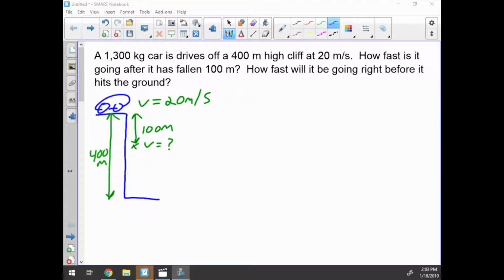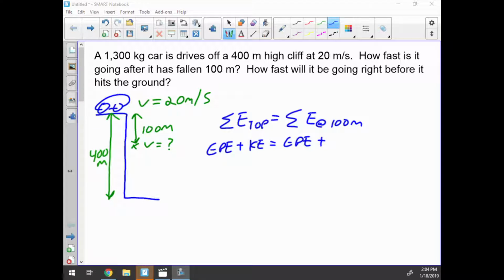So conservation of energy says that all the energy at the top has to equal all the energy after it has fallen 100 meters. Okay, so we're going to compare the energies at those 2 points. At the very top, it has gravitational potential energy because it has a height. It also has kinetic energy, because it's moving. After it falls 100 meters, it also has 2 types of energy. It has gravitational potential energy, because it has a height, and it's moving, it's falling, so it also has kinetic energy.